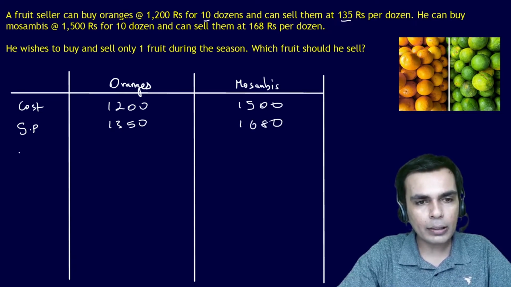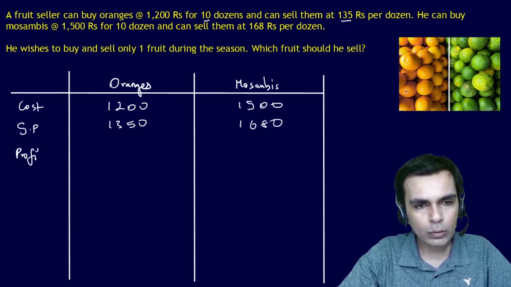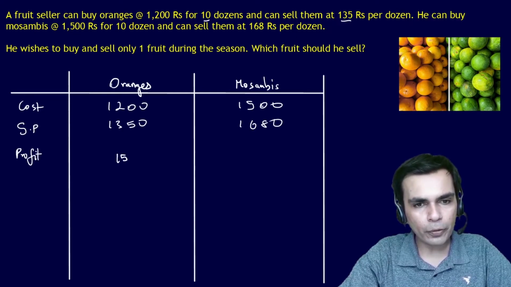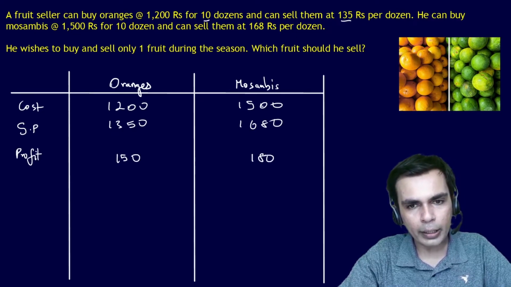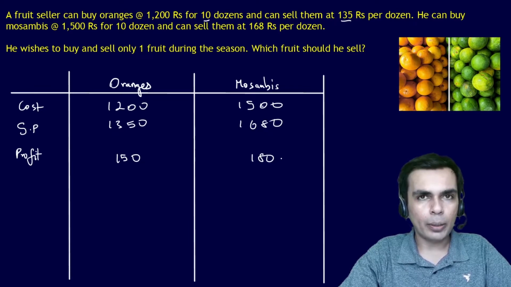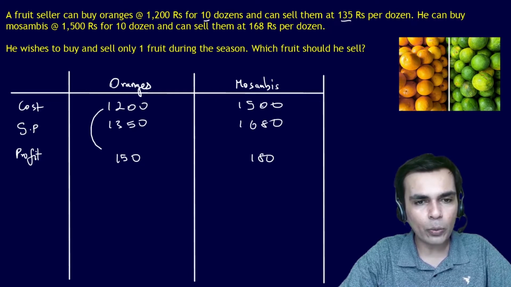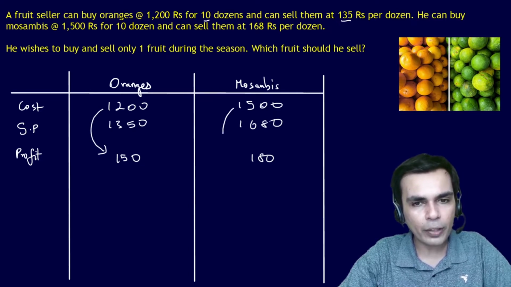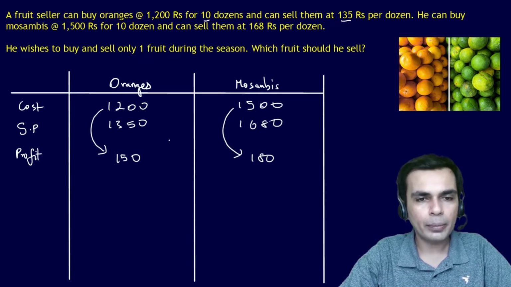Now let's see the profit. So the profit here is 150 and the profit here is 180. So going by the profit, you will definitely say Mosambis. He should be selling Mosambis because for every 10 dozen, it gives 180 rupees as the profit. For every 1200 rupees that the seller spends, he will get 150 on top of that. And for every 1500, he'll get 180 on top of that.